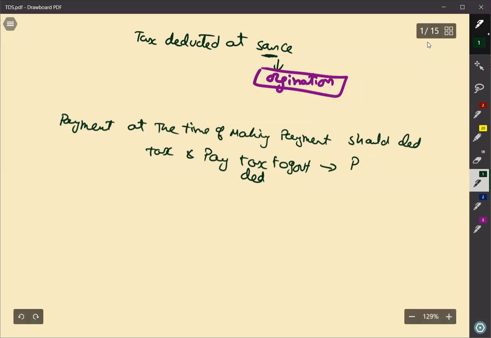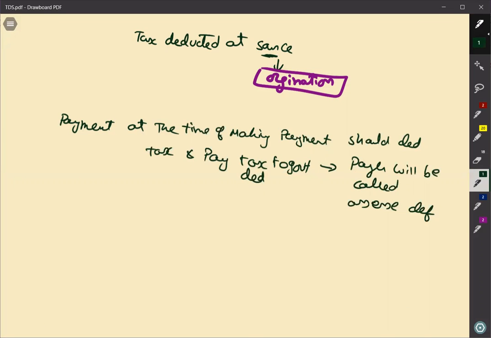Otherwise, the payer will be called an assessee in default. So otherwise he will be called an assessee in default. It is your responsibility to deduct the TDS, which you have not done. So this will make you an assessee in default. You had made a default, so you'll be called an assessee in default.